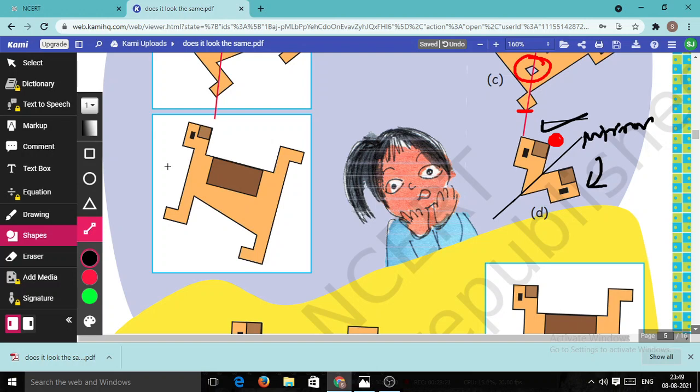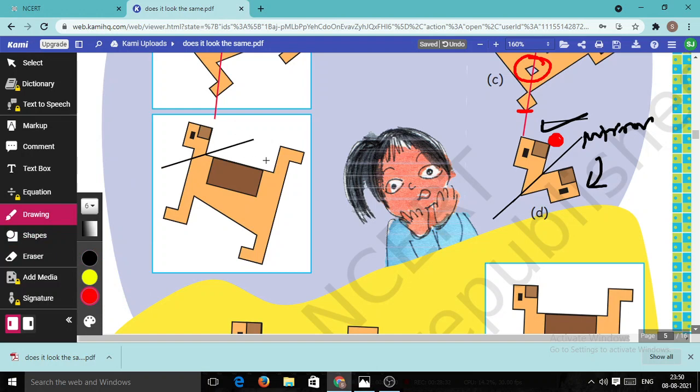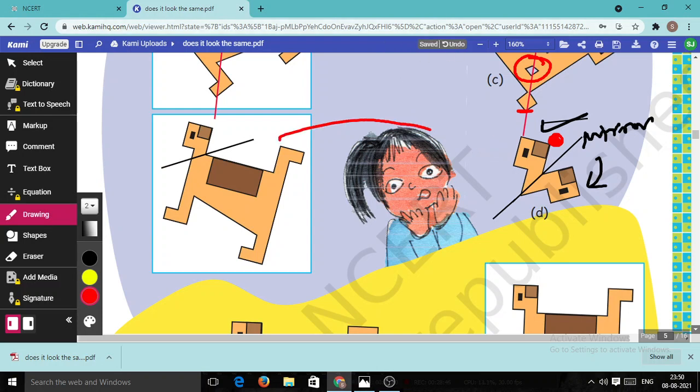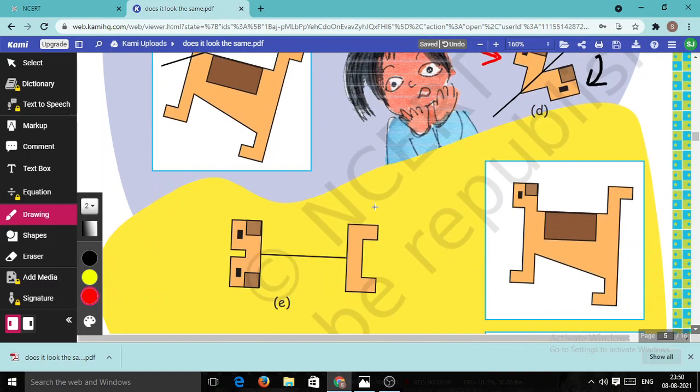The line is placed here, somewhere here. So you will get the picture like this. I hope all of you understand how the figure is given to us. Is it clear? Now see here, this picture is given to us.